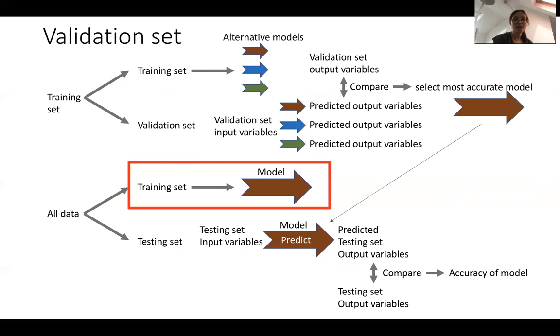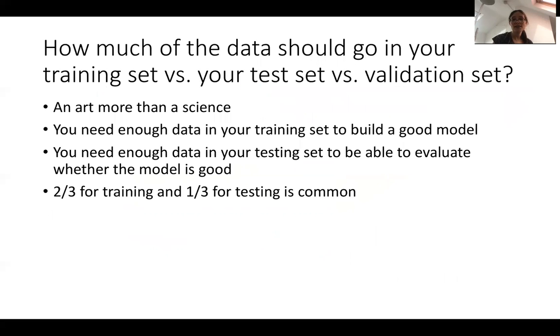It's important to have a distinct validation set and a testing set because we want to make sure that our model not only doesn't overfit the training set, but we also don't want our model to be overfit to our validation sets. Finding out how much of your data should go into your training set, testing set, or validation set is more of an art than a science. You need to make sure you have enough data in your training sets and testing sets to be able to build good models and evaluate whether the models are good. Often you do a 1/3 and 2/3 split or a 1/2 and 1/2 split.